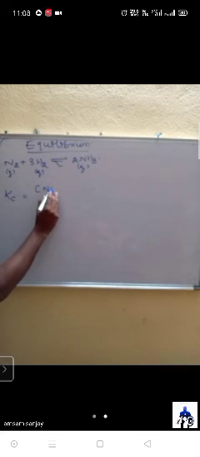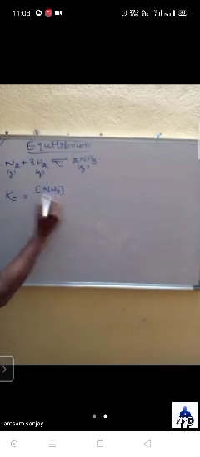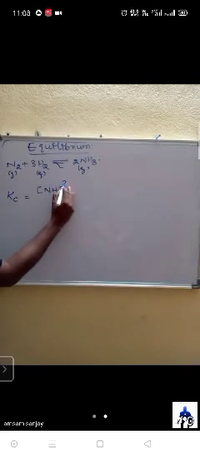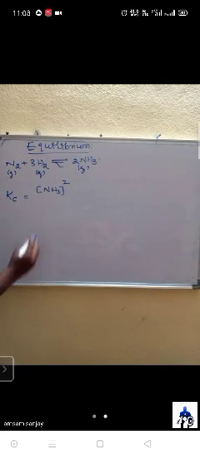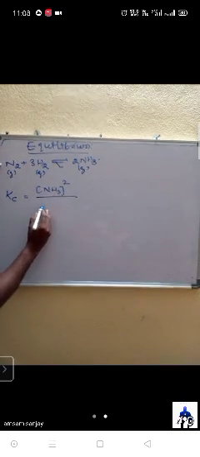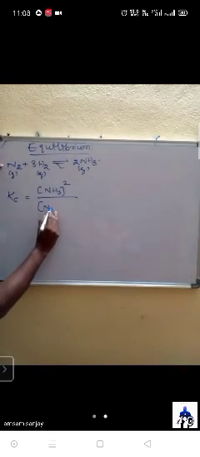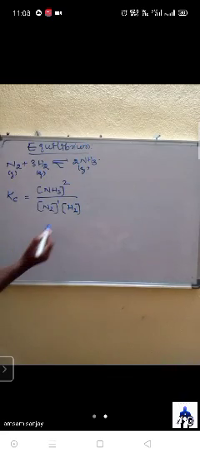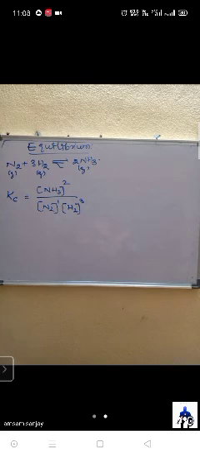Concentration of NH3 to the power of 2 divided by concentration of N2 to the power of 1 and concentration of H2 to the power of 3. This we know. Correct? Now carefully, one more reaction I am going to talk about.